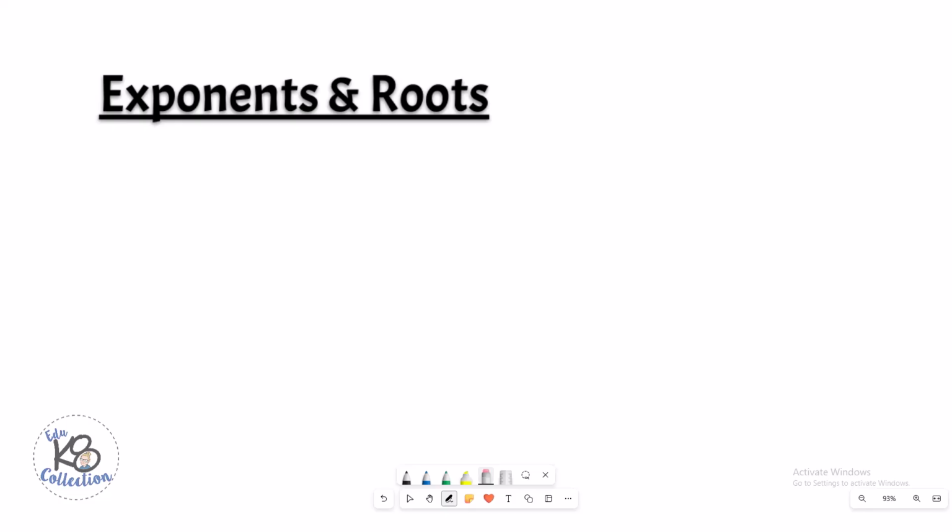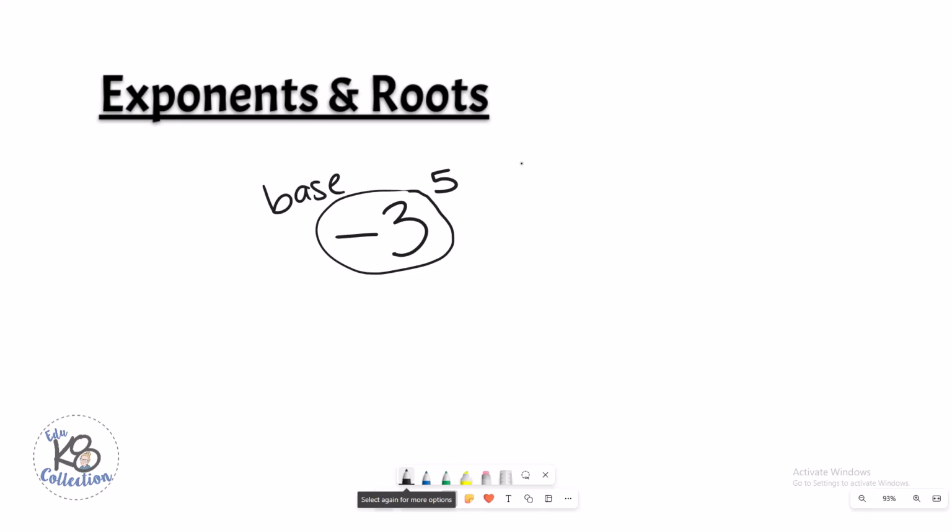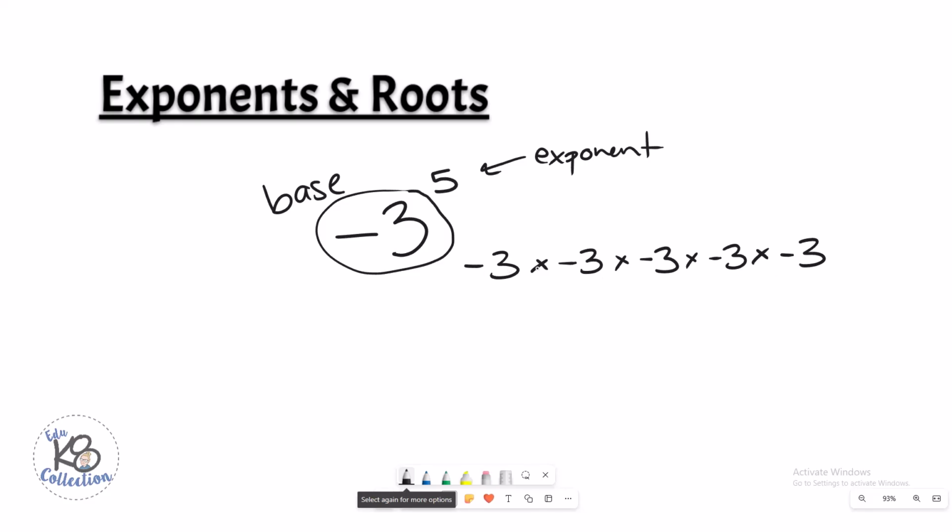Now let's do another example, but this time we're going to deal with negative numbers. So let's say I have negative 3 to the power of 5. So negative 3, that's the base, and 5 is our exponent. So we can write it out in expanded form. Negative 3 times negative 3 times negative 3 times negative 3 times negative 3. So I have negative 3 being multiplied 5 times.